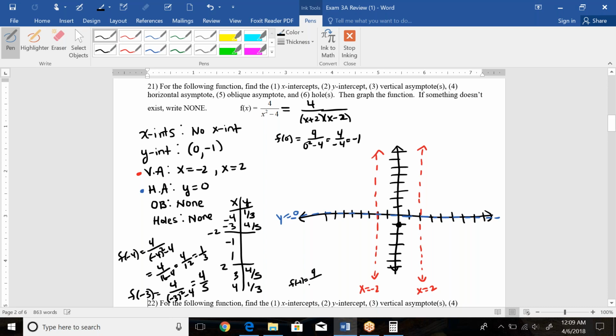And then negative 1 is 4 over negative 1 squared minus 4. That's 4 over 1 minus 4, which is 4 over negative 3. So negative 4/3. And again, 1 squared would also be a 1 minus 4. So that's going to also be negative 4/3. So this should be enough to graph a rough sketch of where this is happening.